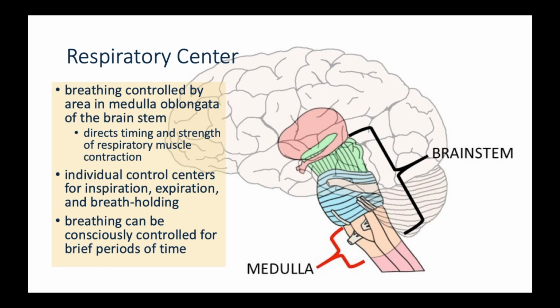So breathing is controlled by an area in the medulla oblongata of the brain stem, the very base of the brain, important for basic functions of life, and that is called the respiratory center. Breathing overall does not require conscious effort. Our breathing always goes into cruise control. This respiratory center directs timing and the strength of respiratory muscle contractions. There are individual control centers for inspiration, expiration, and breath holding, and they can be linked to various factors.